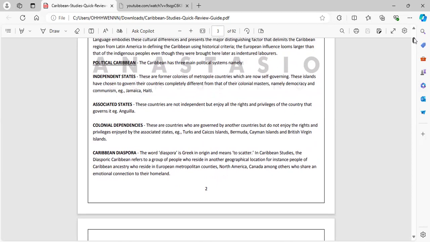Then you have the political definition of the Caribbean. This one is close to history, and they don't want to get it mixed up. This gave me a little challenge because it was very close to history, and I wanted to know the difference, since they're kind of the same thing. But the Caribbean has three main political systems. You guys know this because you live in the Caribbean. You know what the independent state is, the associated state, and the colonial dependency. You know what those three are.